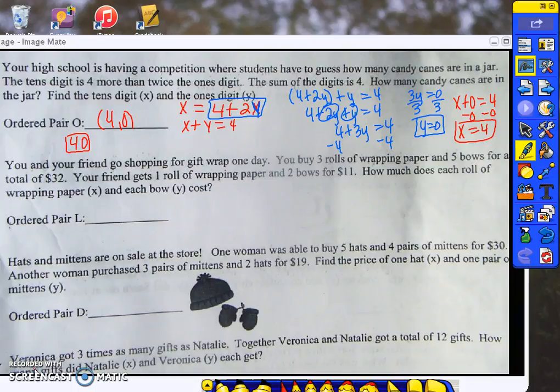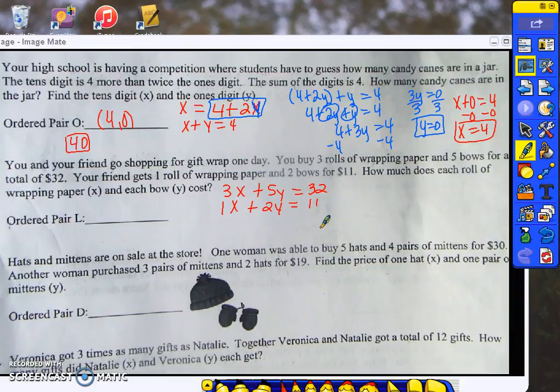So you're going to go to the right 4, up 0, put a point, and label it O. Alright, the next one. You and your friend go shopping for gift wrap one day. You buy 3 rolls of wrapping paper, which is x, plus 5 bows, which is y. It's a total of $32. When you see total, that's most of the time going to be on the equal sign by itself. Your friend gets 1 roll of wrapping paper and 2 bows for $11.